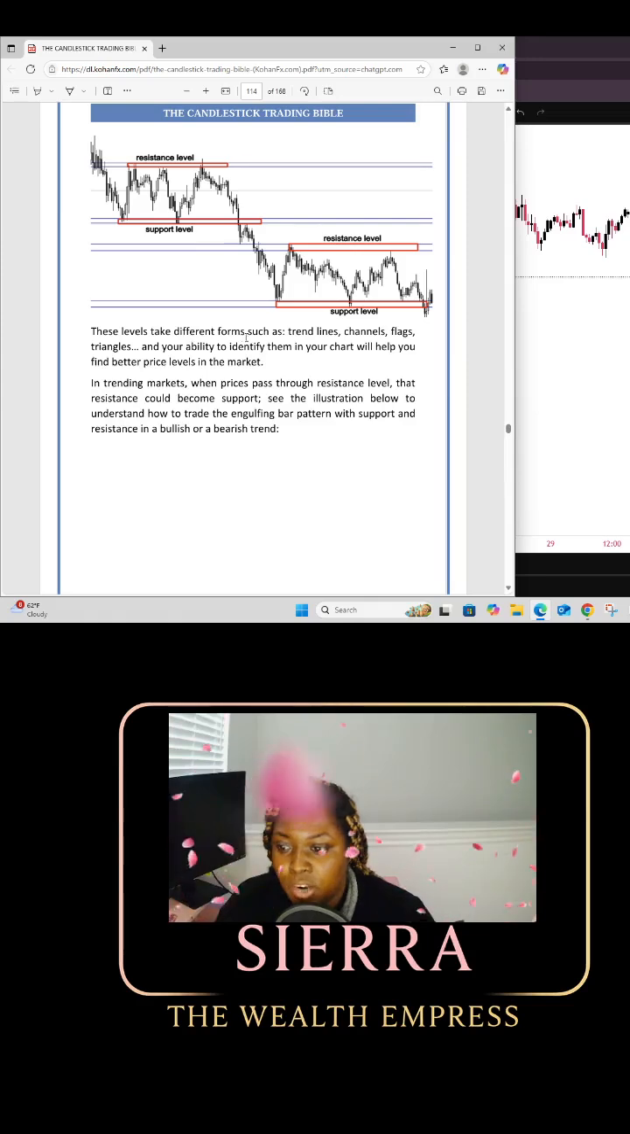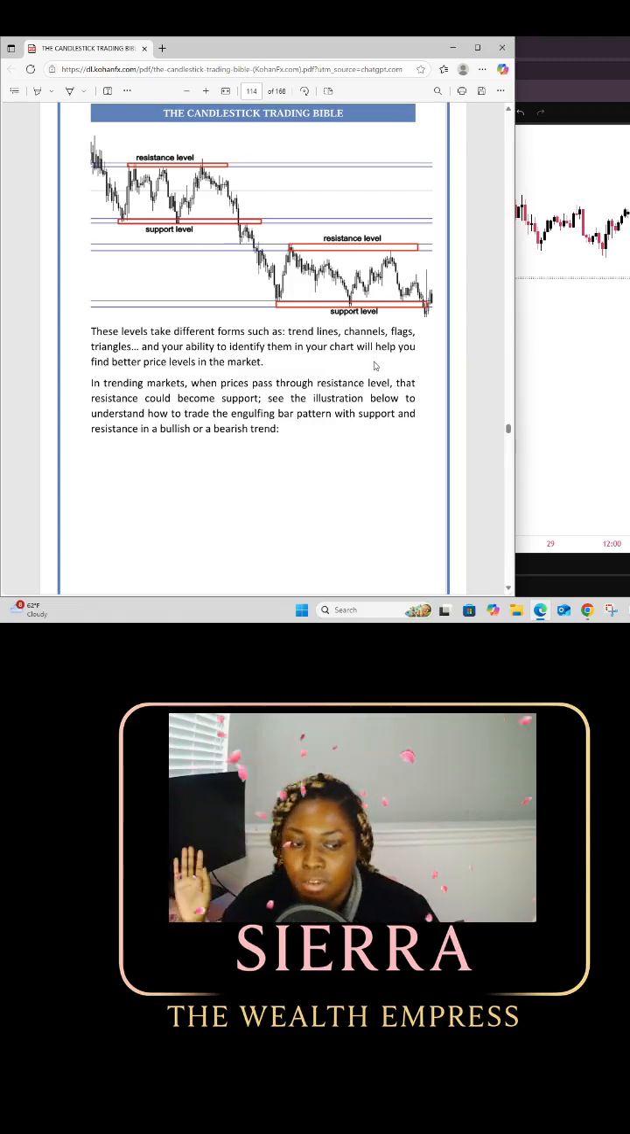These levels take different forms, such as trend lines, channels, flags, triangles, and your ability to identify them in your chart will help you find better price levels in the market.